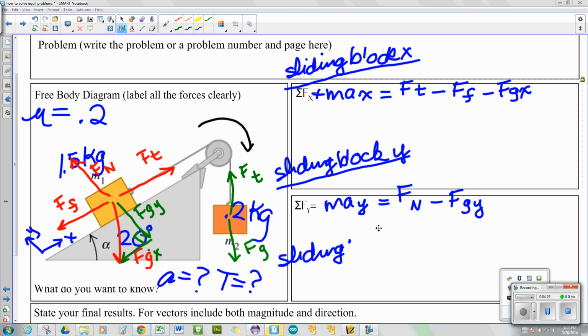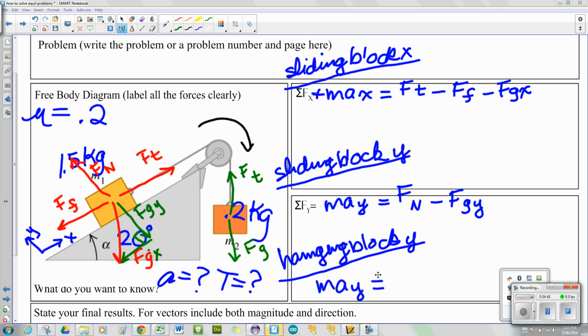Hanging block. This one I only have to worry about the Y direction because there's no horizontal component. So this is my Y right here. May equals, let me think about the direction. I'm hypothesizing it's going this way, which means speeding up in the negative direction. So we'll have a negative may equals up minus down, so Ft minus Fg.